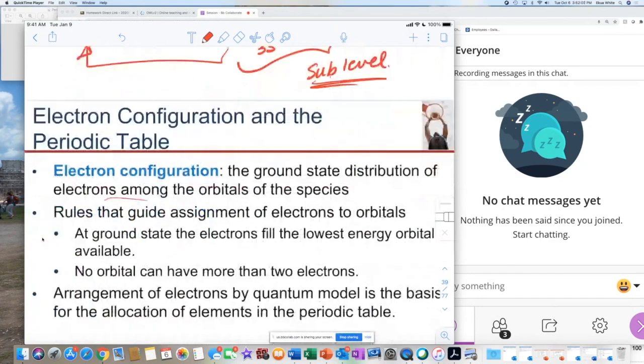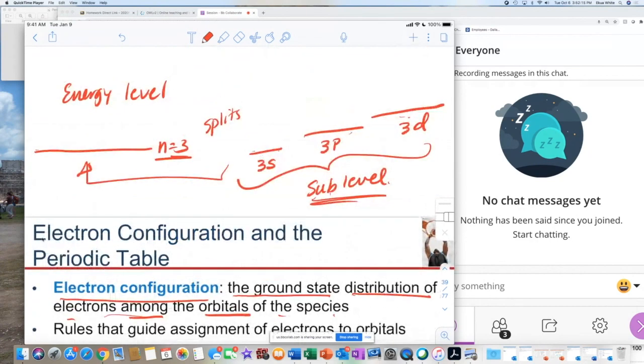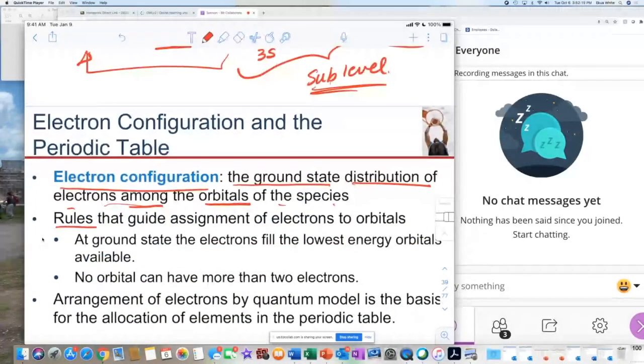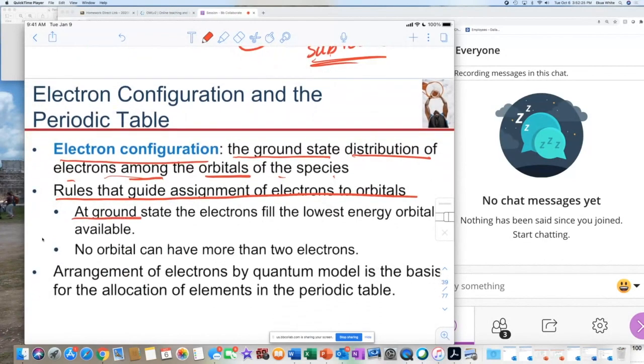So we're told here, electron configuration is the ground state distribution, right? You're placing the electrons among the orbitals of these species. The orbitals will be on the sublevel, the different sublevels. Okay? The rules that guide assignment of electrons to orbitals. Number 1. At ground state, the electrons fill the lowest energy orbital available. No orbital can have more than 2 electrons.